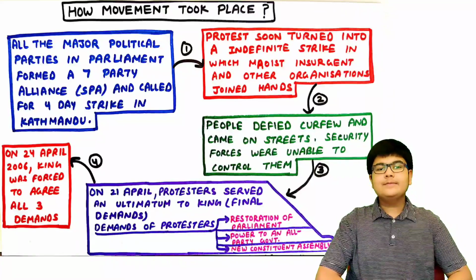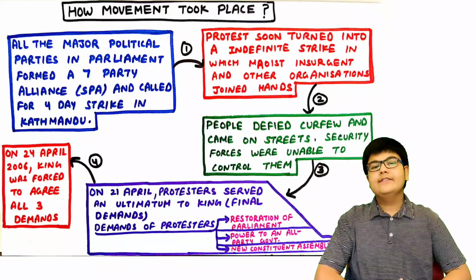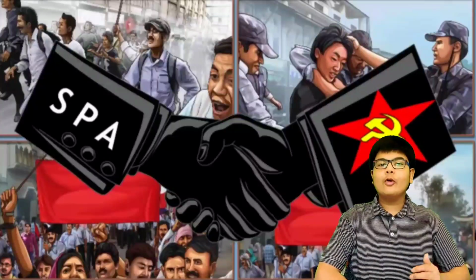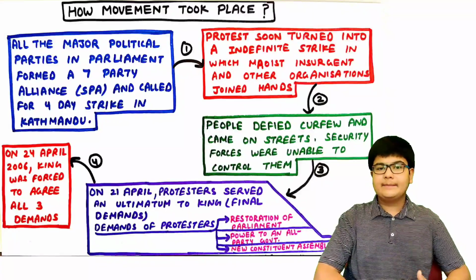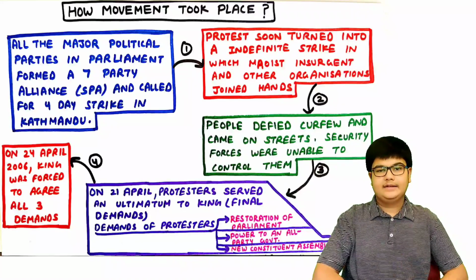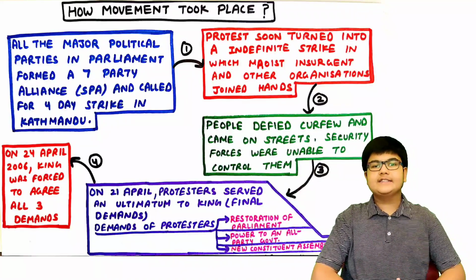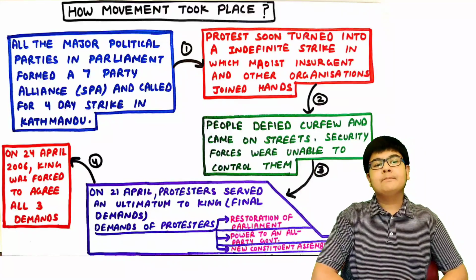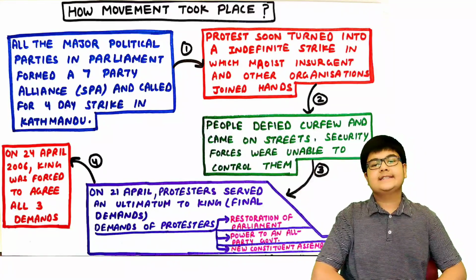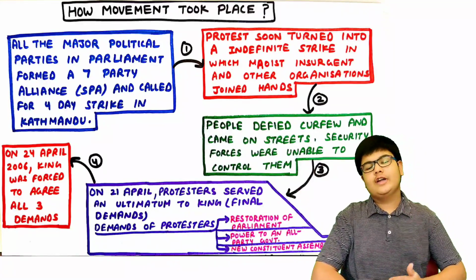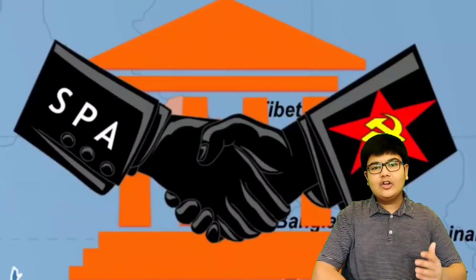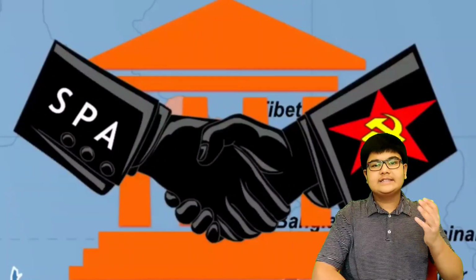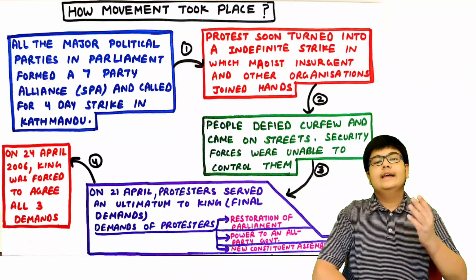All the major political parties in the parliament formed a seven-party alliance, SPA, and called a four-day strike in Kathmandu, the capital of Nepal. This protest soon turned into an indefinite strike in which Maoist insurgents and other organizations joined hands. So many other organizations joined hands with the SPA in this protest.